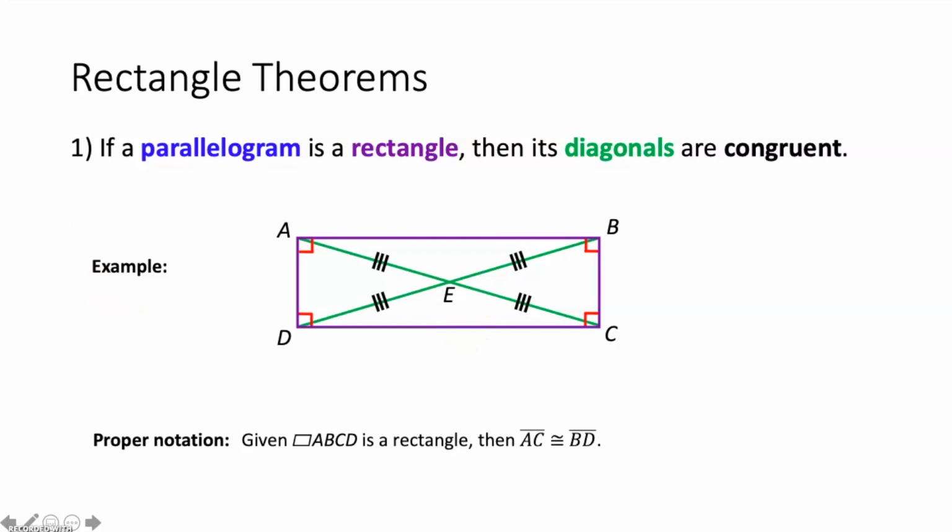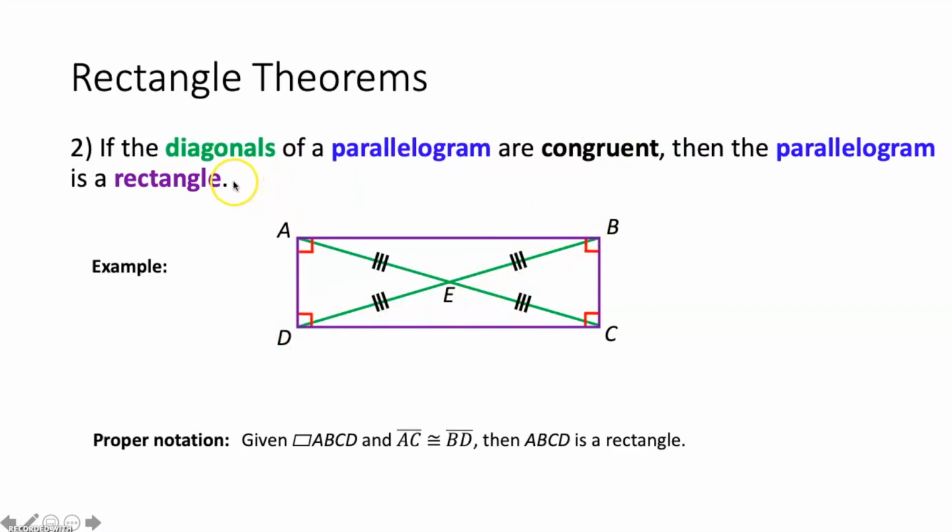Now let's get into some rectangle theorems. The first one says if a parallelogram is a rectangle, then its diagonals are congruent. And we kind of just talked about this, right? If we know quadrilateral ABCD is a parallelogram, and we know that parallelogram is a rectangle, then we know that the diagonals, segment AC or CA, has to be congruent to segment BD or DB.